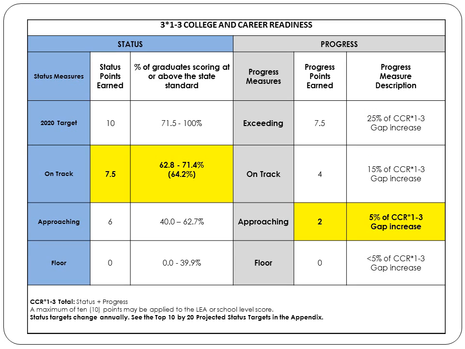This is a report card, a rubric for 3.1 through 3, looking at our assessments. Percent of graduates scoring at or above the state standard, and we were at 64.2% on a 3-year average for status, which earned us 7.5 points. We also increased 5% of the MPI gap. Therefore, we received 2 extra progress points in the area of college career readiness, 1.1 through 3, which is a total of 9.5 points out of 10.